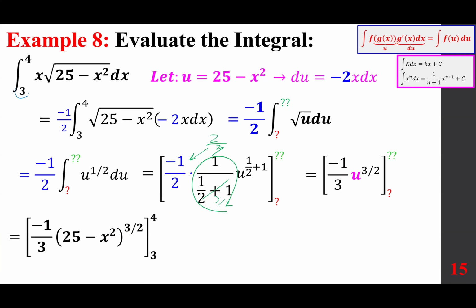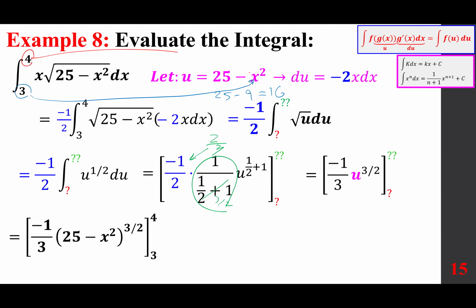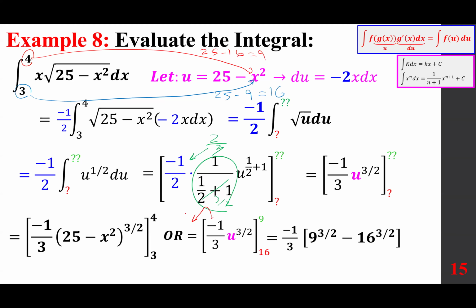For example, right here, if I plug in 3, when I square it, I get 9. 25 minus 9 is 16. That's the new lower limit. If I put in 4, square it, 16, 25 minus 16 is 9. So those are the limits I'm going to use. So I'm going to keep the negative 1/3 outside, and then u to the power of 3/2 becomes 9 to the power of 3/2 minus 16 to the power of 3/2.